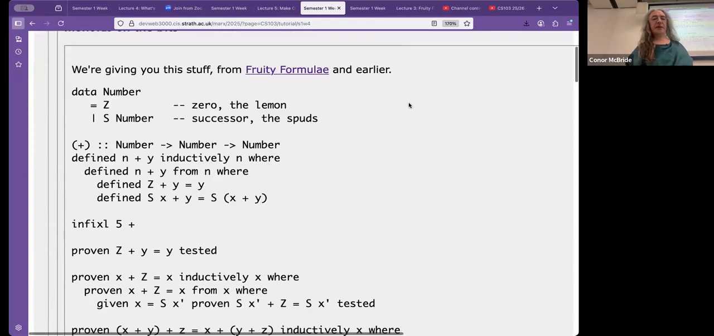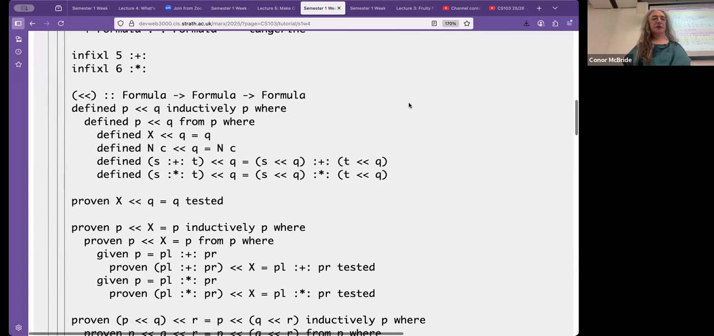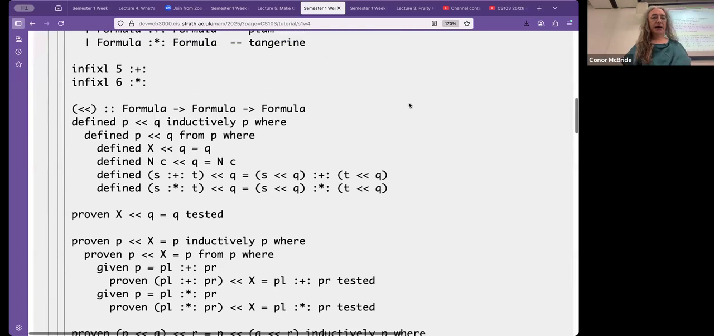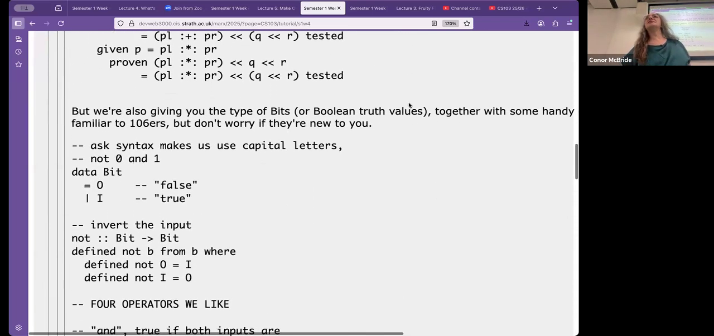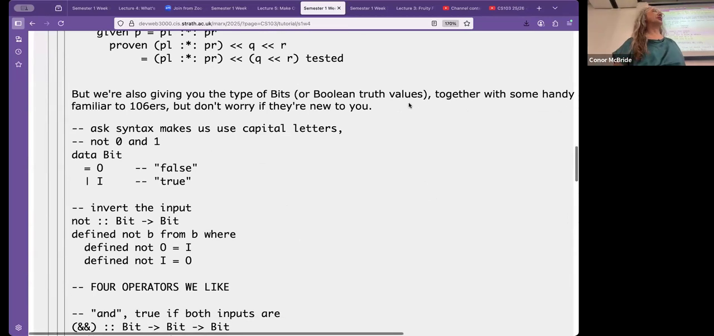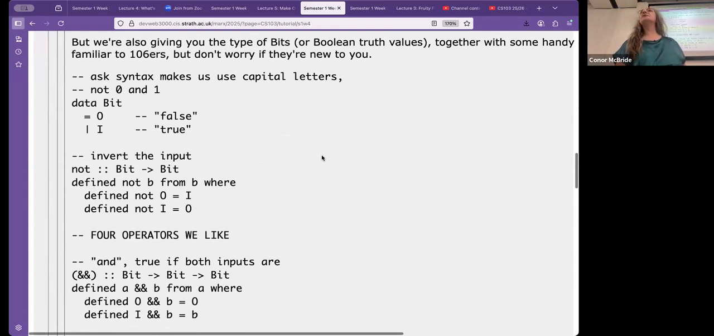So I've got the first stage lined up for you. I give you plus, I give you substitute, and I'm giving you a new type, which some of you may have seen before. It's the type of bits. And I want to write 0 and 1, but I'm not allowed to because constructors have to begin with a capital letter. So I'm going to use O and I and pretend O and I for false and true. And then I define the not operator.